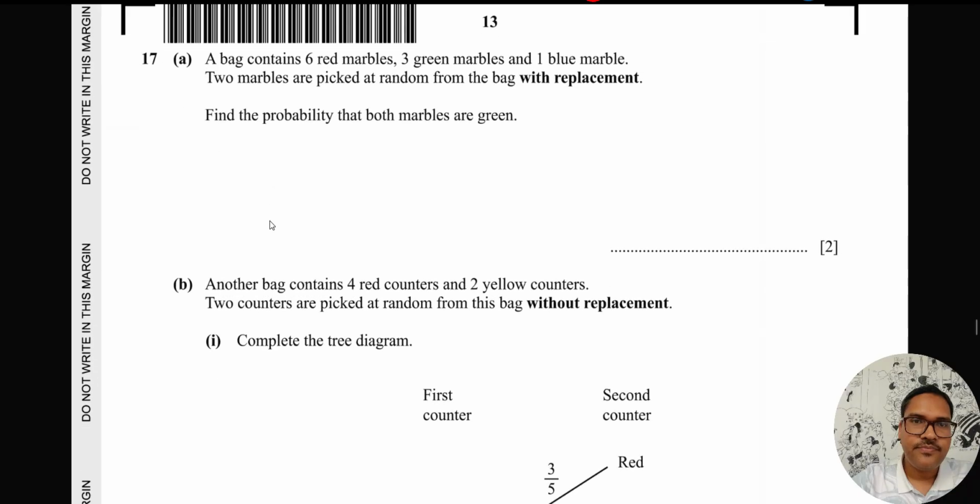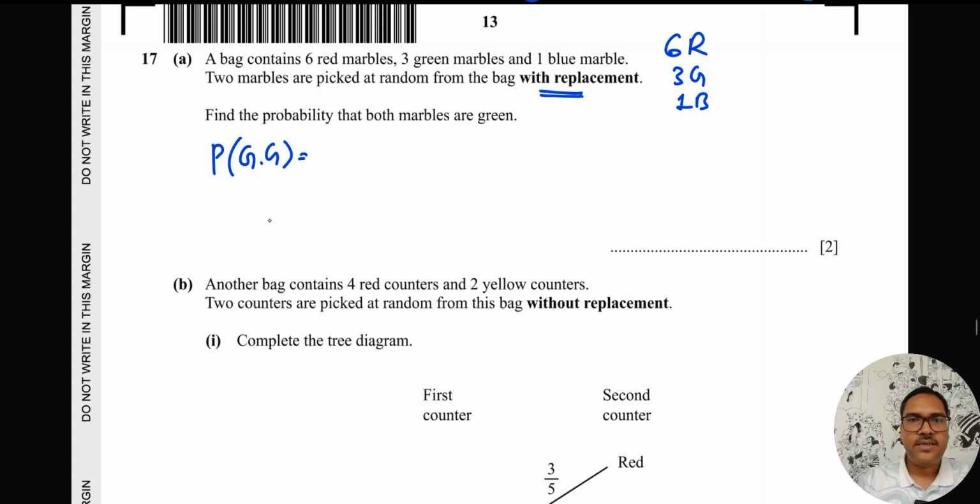Next question. So here we have a probability question. The question says a bag contains 6 red marbles, 3 green marbles, and 1 blue marble. 2 marbles are picked at random from the bag without replacement. Find the probability that both the marbles are green. Okay. So what is the probability that the first is green and the second is also green? Both the marbles are green.